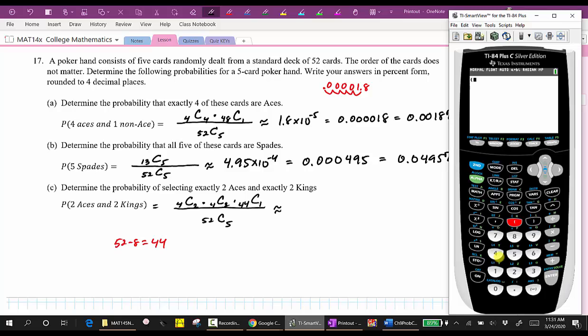Open parenthesis, 4 choose 2, right arrow, times 4 choose 2 again, right arrow, times 44 choose 1, right arrow, close parenthesis, divided by 52 choose 5.